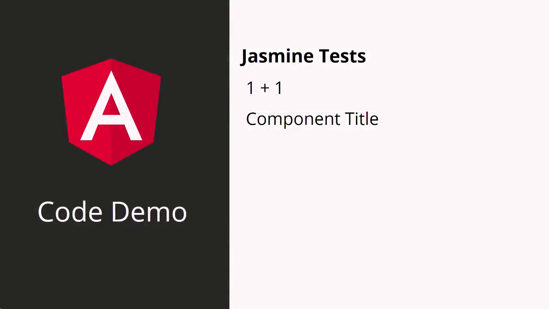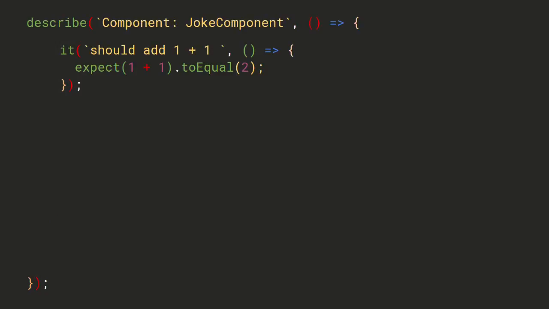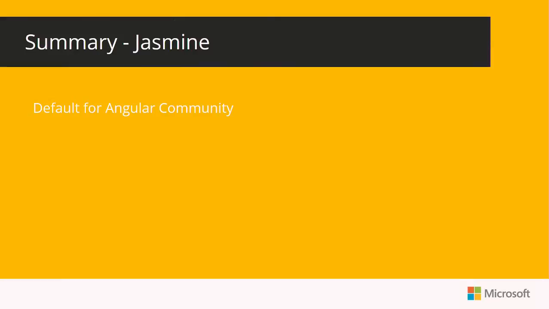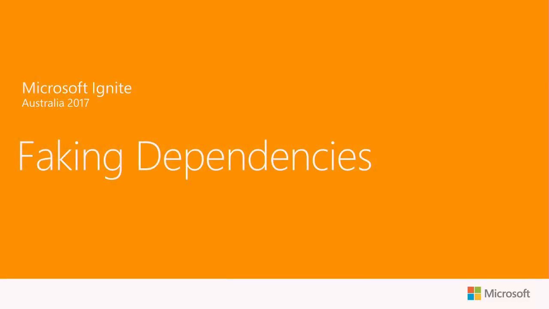So we just had a quick look at some tests with Jasmine. We saw we have describe blocks, and we can have these nested it blocks. And it's the default for the Angular community, Jasmine. So that's the big thing to take away. It's probably the testing framework you're going to want to use. And it's much more than just the syntax and matchers that you've seen here. There's a whole bunch of things you can do for faking dependencies, which Adam's going to talk about now.